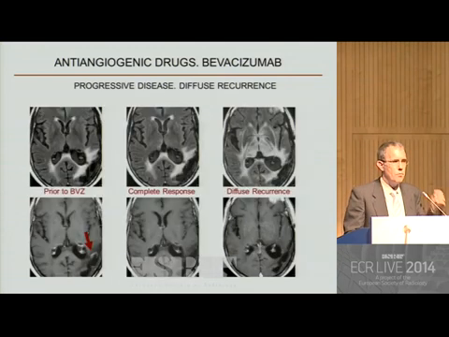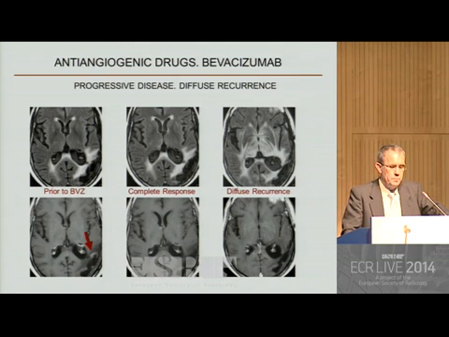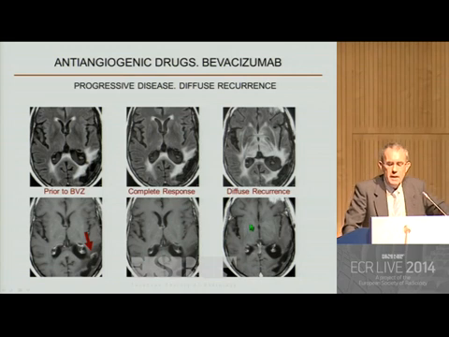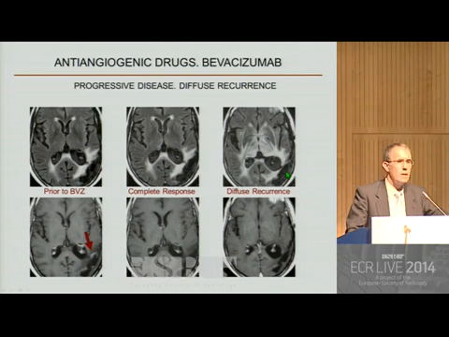But we can also find this very uncommon pattern of progression, diffuse recurrence. This is an example. This here is a small nodule that was classified as progressive disease. We gave the patient bevacizumab. Here was complete response, no more contrast-enhancing nodule. But in the next follow-up, we find this very uncommon pattern of progression with hyperintensity in FLAIR in both thalami, internal capsule, and external capsule. This is a very uncommon pattern of diffuse recurrence, more common with anti-angiogenic drugs.